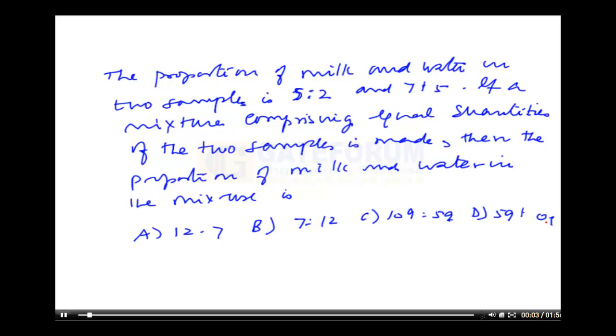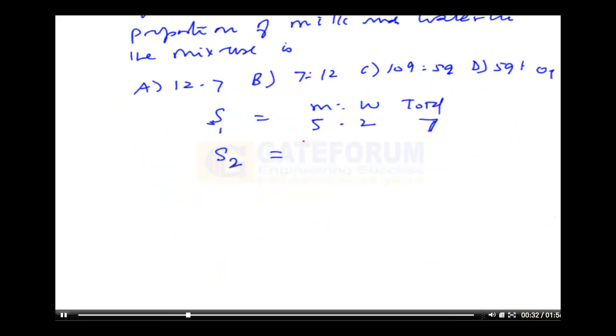Milk and water in 2 samples is 5:2 and 7:5. A mixture comprising equal quantities of the 2 samples is made, then the proportion of milk and water in the mixture is. So sample 1, we have milk and water 5:2, total parts 7. Sample 2, the ratio is 7:5, total parts 12.